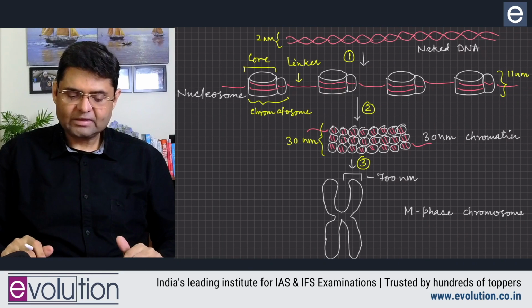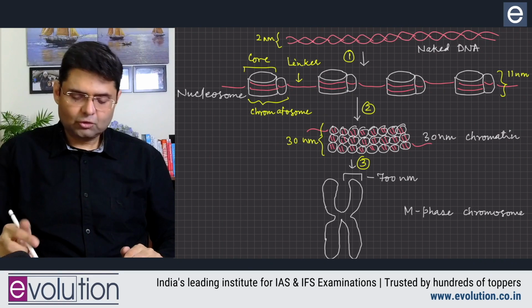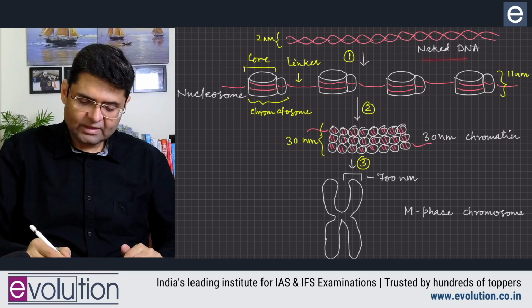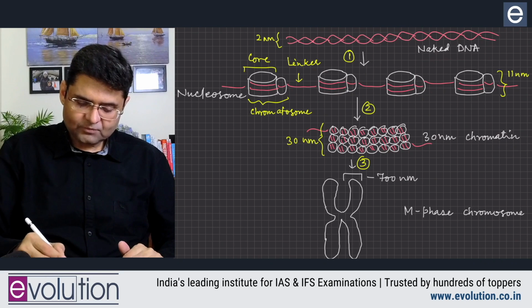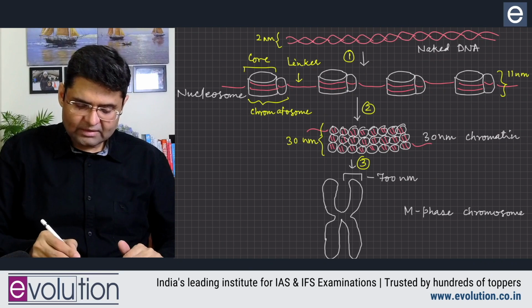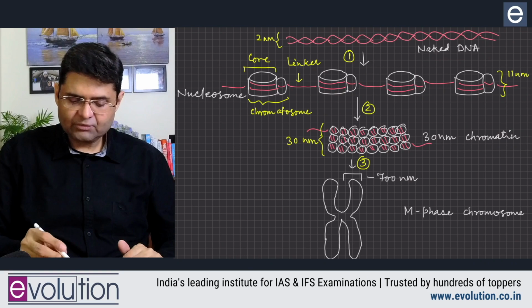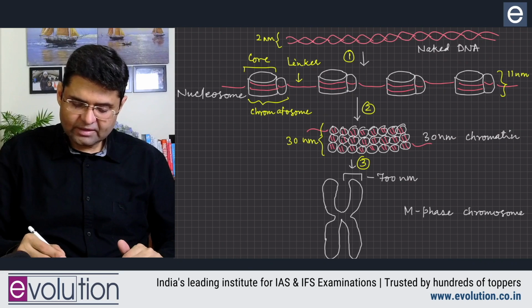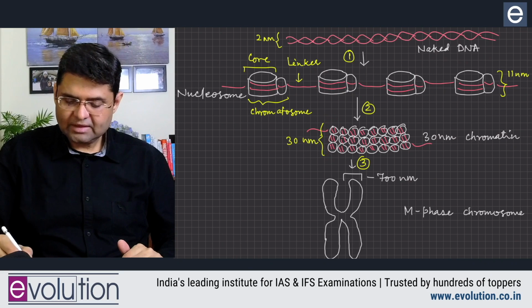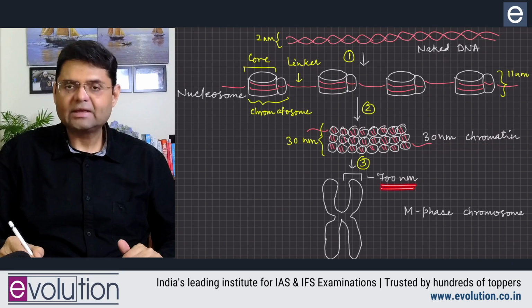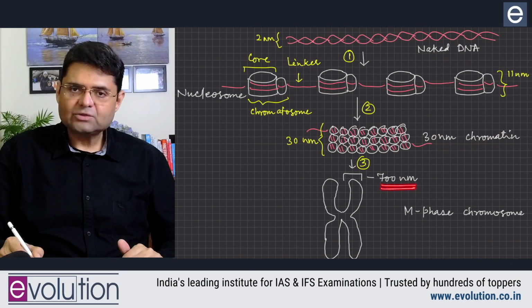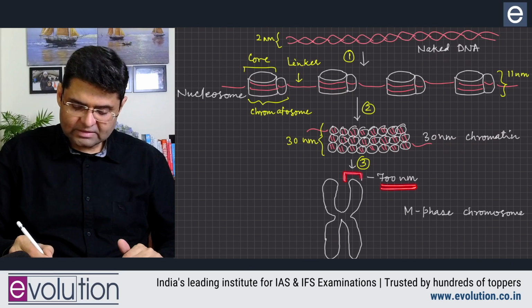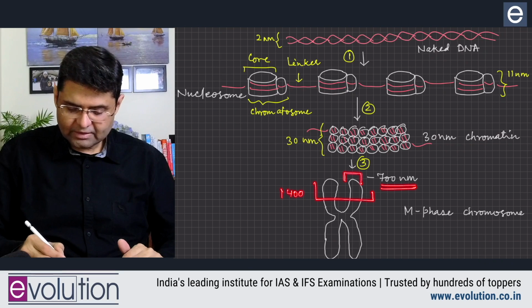After that, you make the diagram. So 2 nanometer naked DNA, there is step 1 where histone proteins attach, and this is the nucleosomal structure that forms. After that, the nucleosomal structures coil around their own axis and make 30 nanometer chromatin, and then that will further coil and make an M phase chromosome where one chromatid is 700 nanometer and both the chromatids together will be 1400 nanometer.